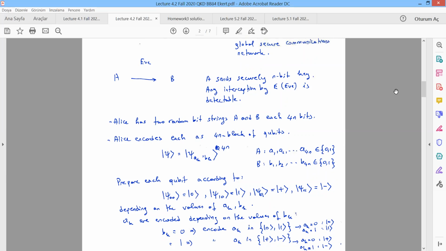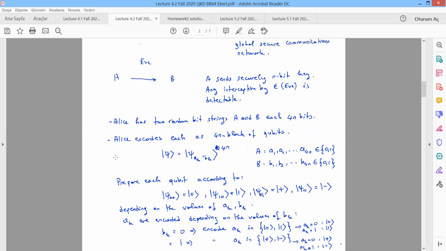Alice has two random bit strings, and we call these A and B now. Sorry for the notation, A and B now in this case do not denote Alice and Bob, but they are just the names for the bit strings. So Alice has two random bit strings, A and B. A could be A1, A2 through A4N, a 4N-length bit string, composed of zeros and ones. And similarly, another bit string, B1, B2 to B4N. So she has these two strings produced randomly.